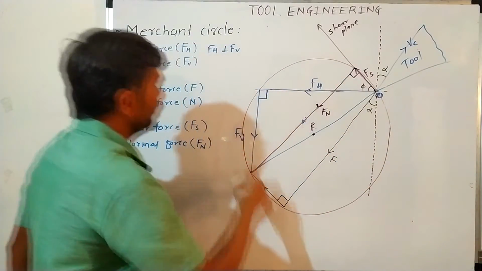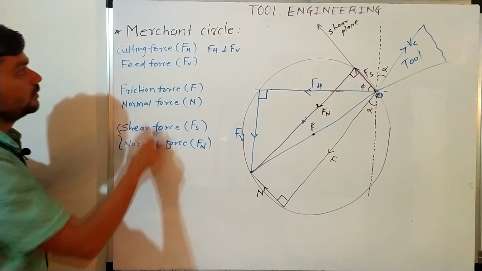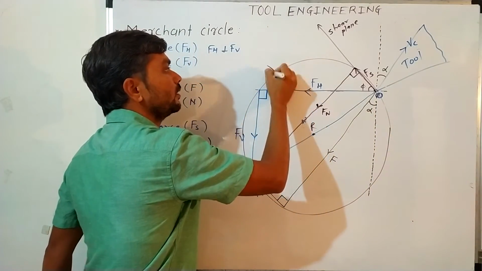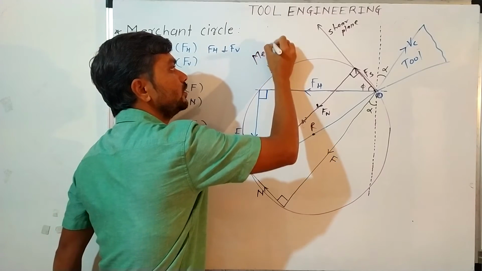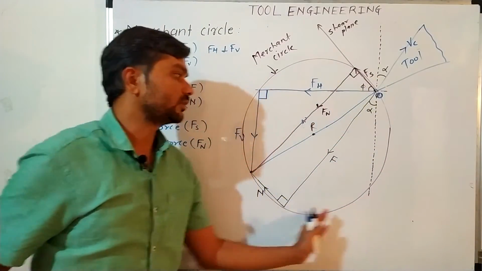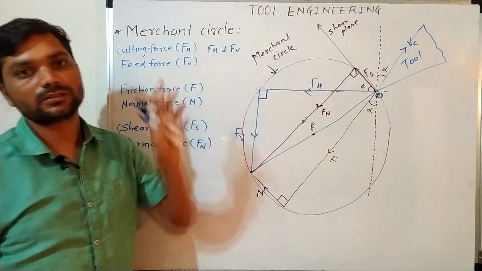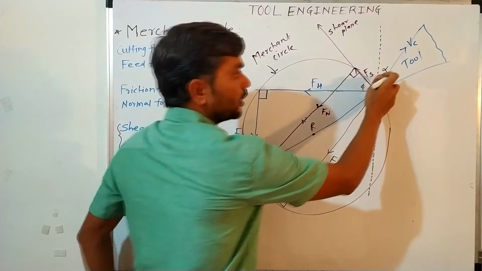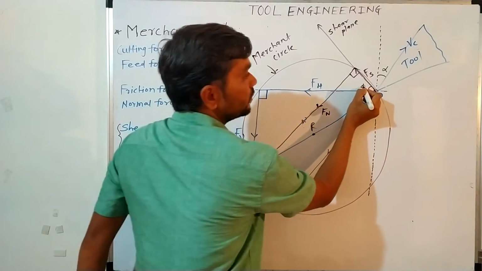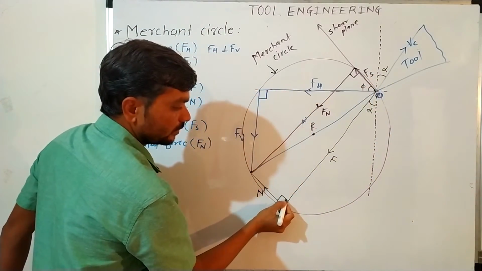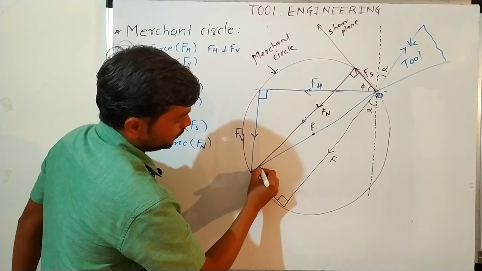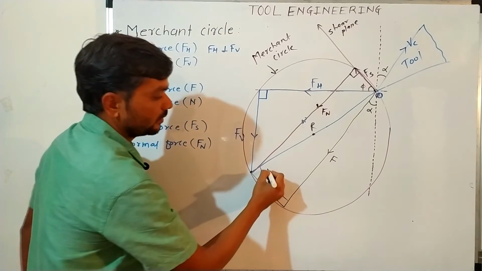So by drawing these 6 forces we get the common resultant. This is our resultant, and this circle represents the Merchant circle. So this is the diagram of the Merchant circle. Here this angle represents alpha, and again with the help of geometry we get angle alpha. Then this angle is phi, this angle is 90 degrees, and this angle is lambda, that is the angle of friction.